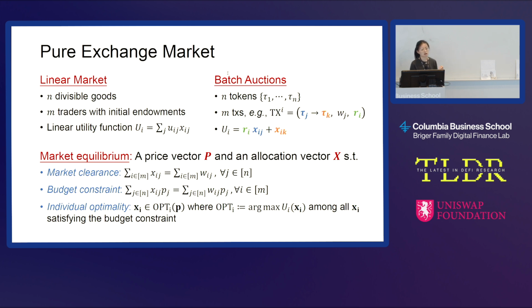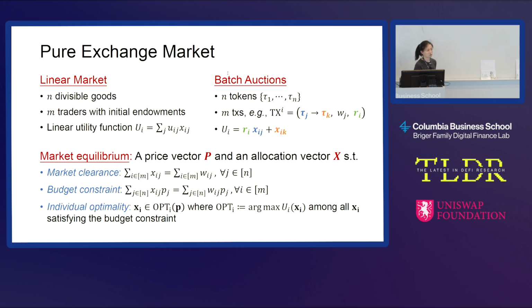Actually, these two settings face the same problem, that is how to efficiently reallocate these goods, these tokens, in the market. The solution is captured by a so-called solution concept called market equilibrium, which consists of a price vector P and an allocation vector X. Equilibrium means that this pair P and X should satisfy 3 conditions at the same time.